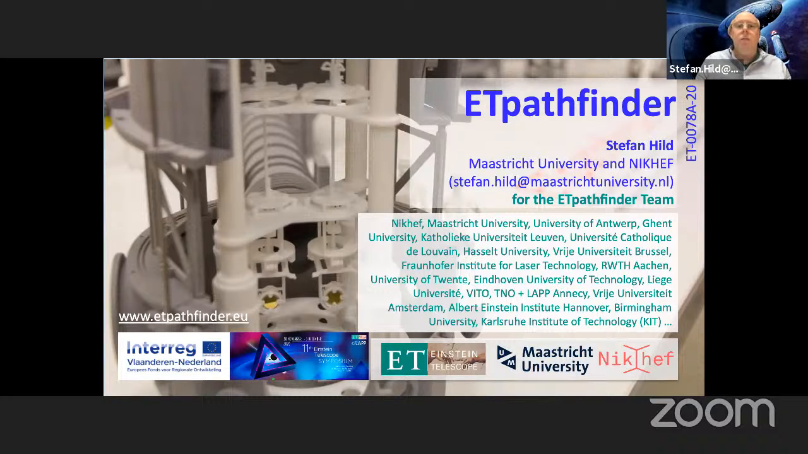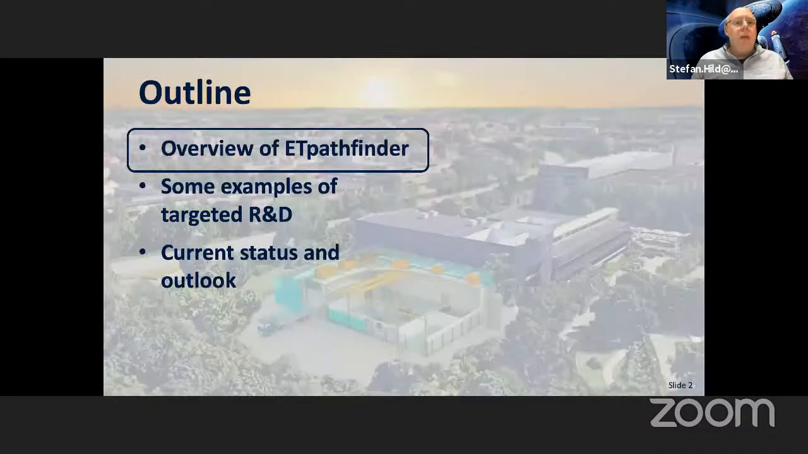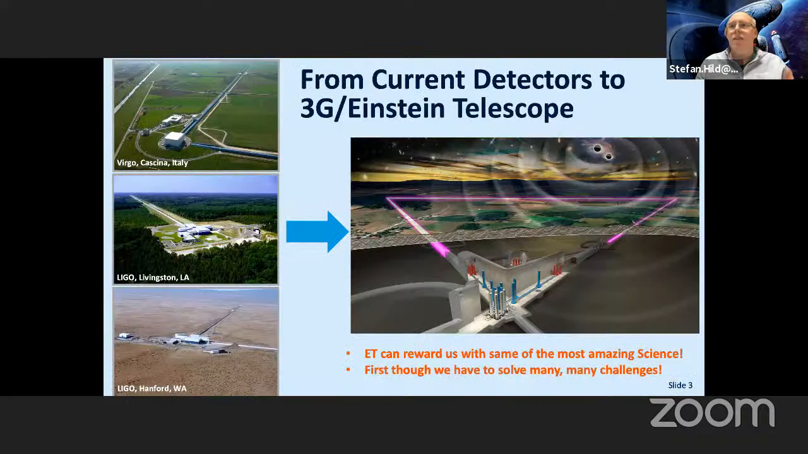Oops, how do I get to the next one? The outline is I will talk a little bit about ET Pathfinder, give you an overview of what the aims are. I will then go into some examples of the R&D we really want to address, and then talk about the current status and plans for the future. I guess I don't need to talk much about this.